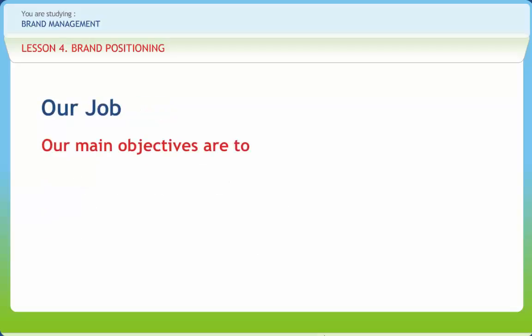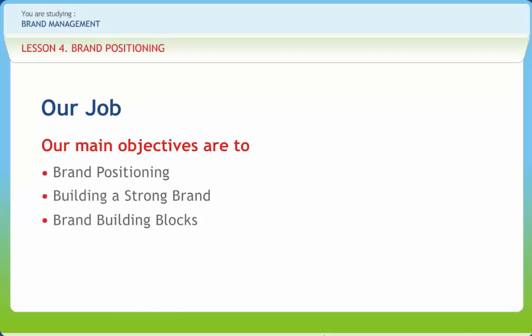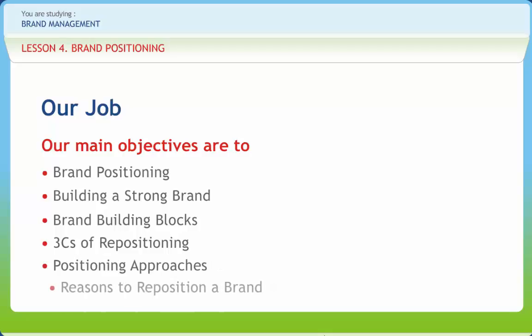After going through this presentation, you should be able to define brand positioning, build a strong brand, explain brand building blocks, and discuss the 3 C's of repositioning. Describe positioning approaches and also the reasons to reposition a brand.